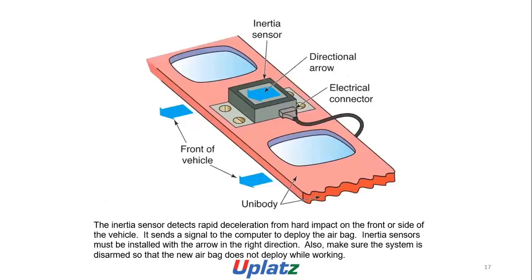Inertia sensor, direction arrow, electrical connector, front of vehicle, unibody. The inertia sensor detects rapid deceleration from body impact on the front or side of the vehicle. It sends a signal to the computer to deploy the airbag. The inertia sensor must be installed with the arrow in the right direction. Also make sure the system is disarmed so that the new airbag does not deploy while working.